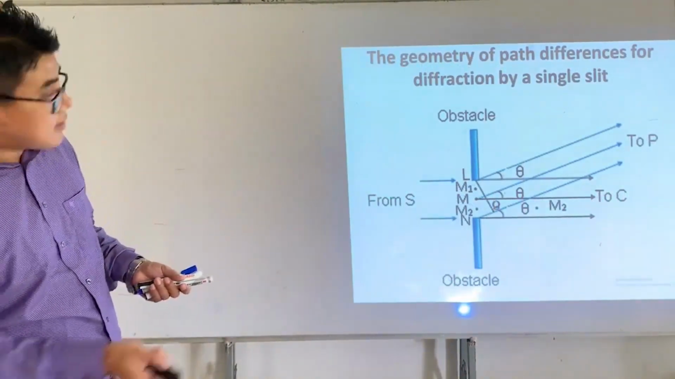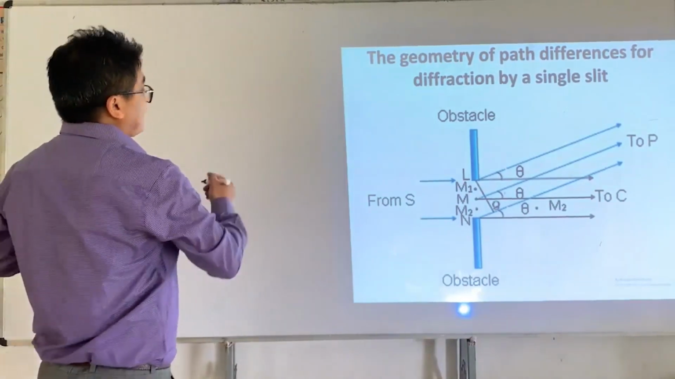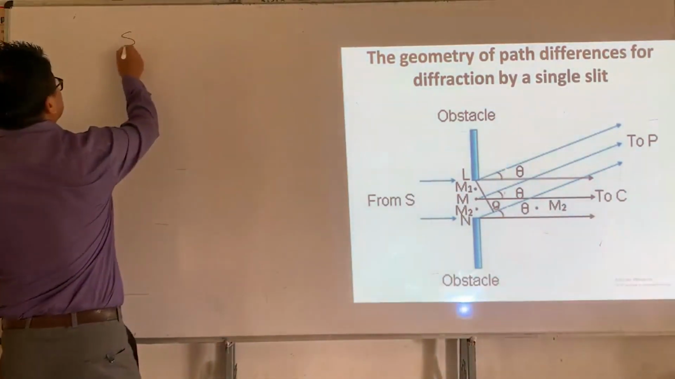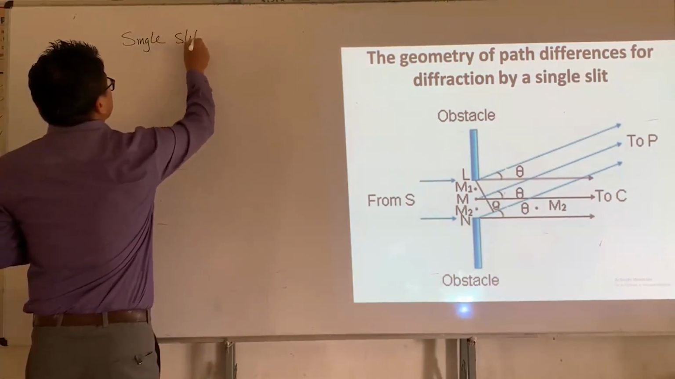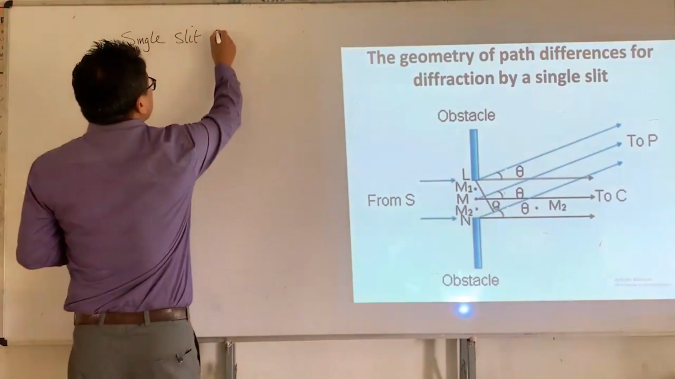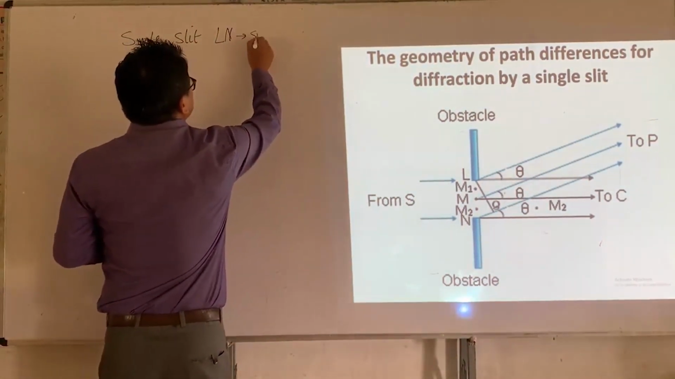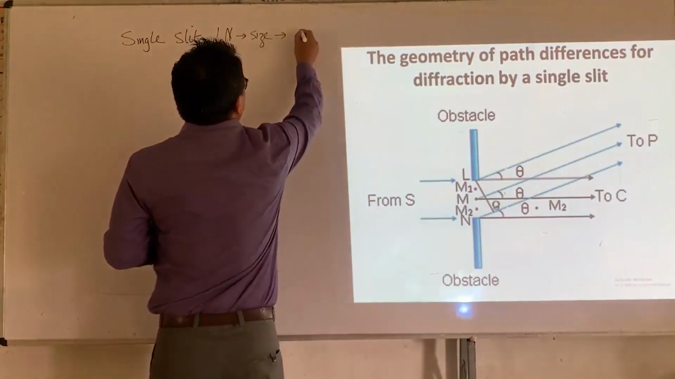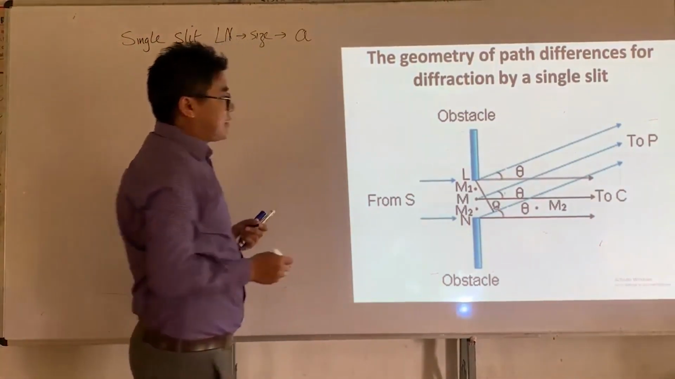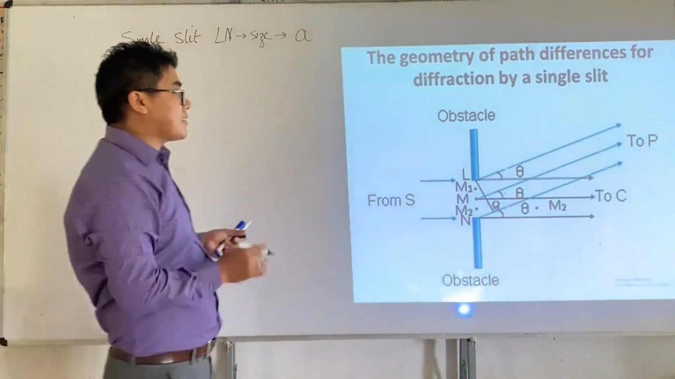So look at here. This is the slit. I have a single slit. Let's say the size of the slit is A. A is the size of the slit.